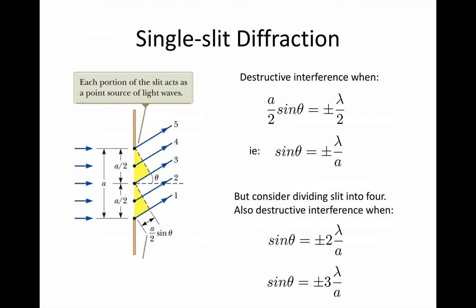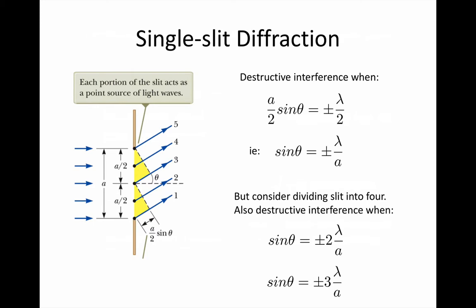Therefore, all the waves from the top half of the slit interfere destructively with waves from the bottom half of the slit when (a/2) sin θ equals half a wavelength, or λ/2. So this simplifies down to sin θ = λ/a. And of course it can be plus or minus as the light spreads out both up and down.